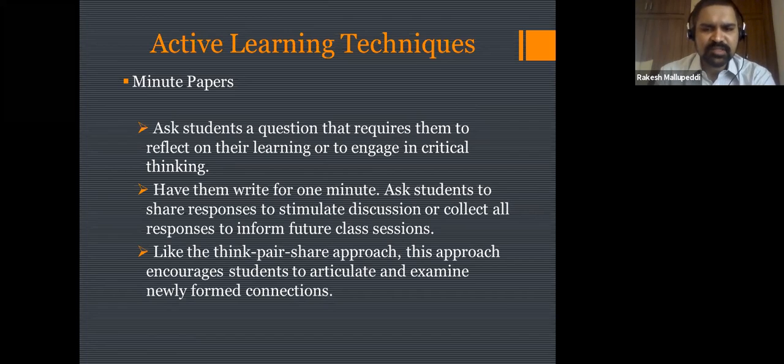Like the think, pair, share approach, this approach encourages students to articulate and examine newly formed connections. So we are asking students to reflect on their learning, what they have thought, what they have listened to before, or you can pose a question to a student so that you engage them in critical thinking. Give them a minute to write a response, and then you can collect all responses, and in the next class give out in what way the students have thought of the question.